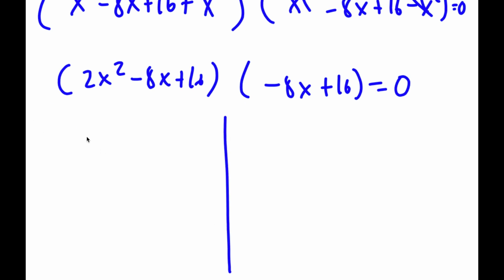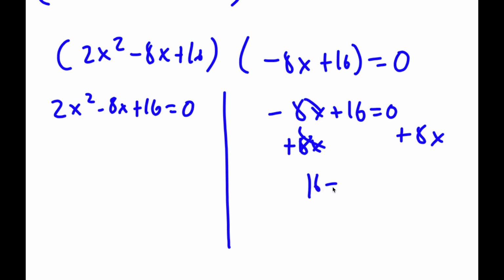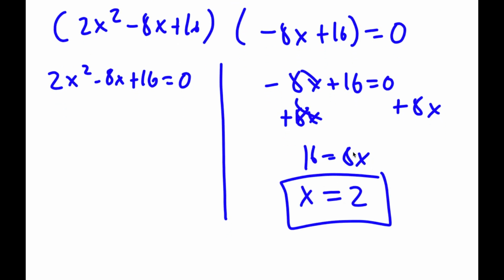So now this gives me two equations. I have 2x^2 − 8x + 16 = 0, and I have −8x + 16 = 0. So for −8x + 16 = 0, I simply add 8x on both sides. And I get 16 is equal to 8x, meaning x is equal to 2. So this is one solution of x.